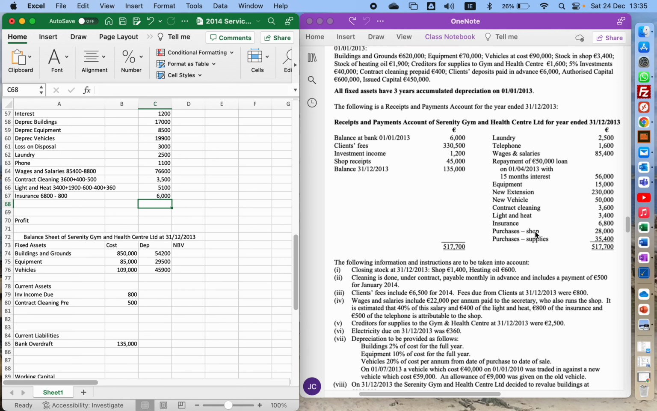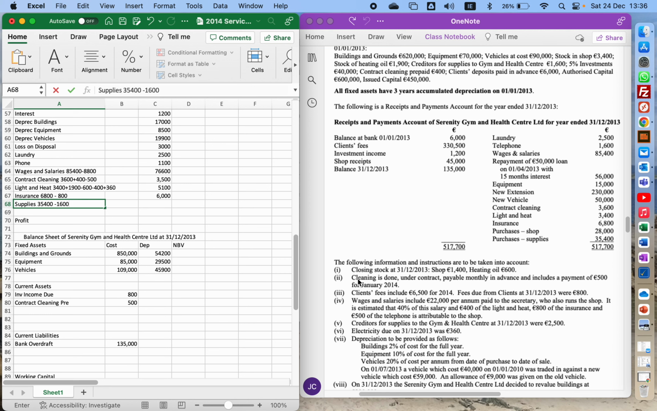Okay, so purchase of the shop we've dealt with, so we've got purchase of supplies. We're going to have creditors and things like that to take into account, and do we have stock of supplies? I'll have a look at that as I go through it. So supplies is 35,400. We have creditors for supplies of 1,600. That was money that was due for last year, so I'm going to take it out of this year. That's last year's figure, money that we owed for last year.